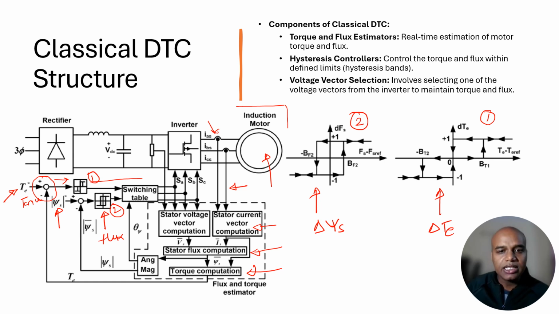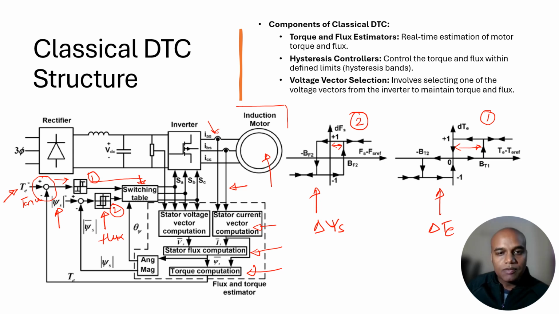Based on that, the controller checks whether this error is within the predefined band, which is the band shown over here. This is the band for the flux, and this is the band for my torque. If the error is within the predefined band, then the controller does not give any command for switching. So the switching table also does not come into the picture if the error is within the predefined limit.